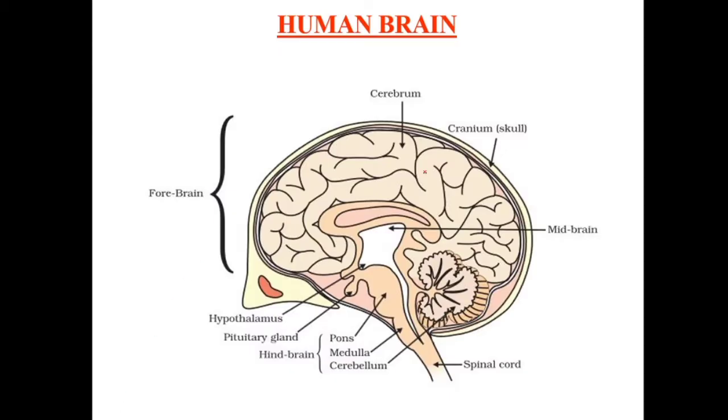Yes, this is the diagram you have in your book. So this is the cerebrum part, right? The part of the forebrain. This is the cranium, skull. This total one is forebrain, right? Next, this is pons. This one is medulla and this one is cerebellum. So this part is our hindbrain, right? And this one is our midbrain.